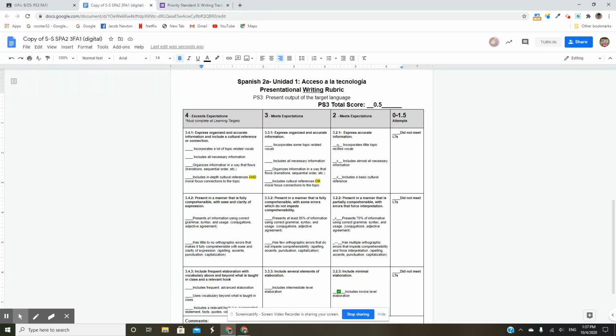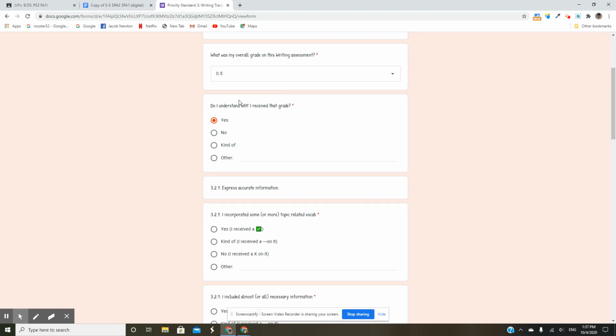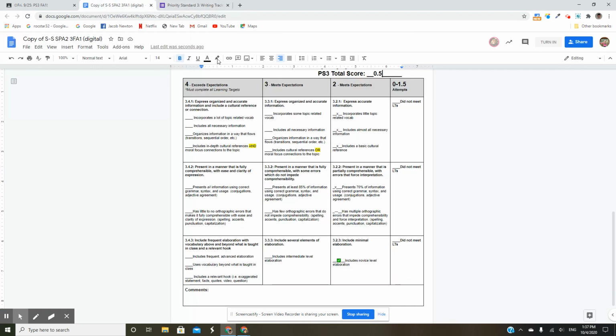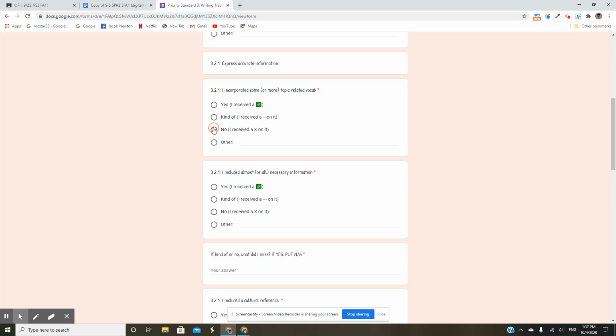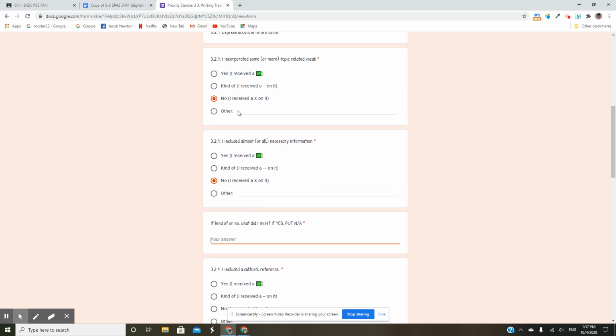And then you're going to go through each of these little standards right here and the little check mark or X's that you might have gotten. So the first one is incorporate some more topic-related vocab. And notice there's 3.2.1s, and that's because there's 3 little categories here. So I got X's in all 3, so I'm going to mark no, no, and then I'm going to say, what did I miss if I got an X or if I got a kind of?